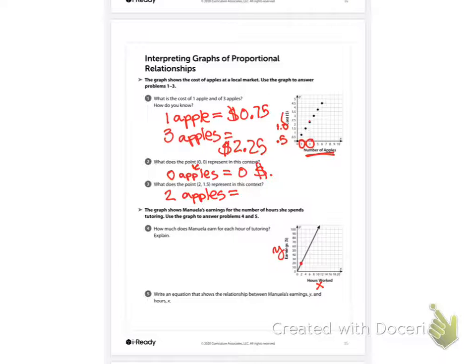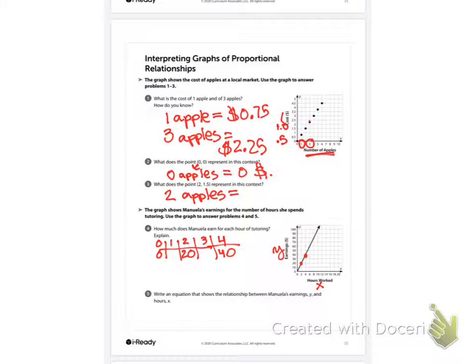At 2 hours, she earns $20. It does it again at 4. At 4 hours, she earns $40. So hopefully you're seeing the pattern. I could imagine what the missing numbers are. At 0, she's earned $0. I don't know for 1, but at 2, she's earned $20. It's hard to tell for 3, but at 4, she's earned $40.